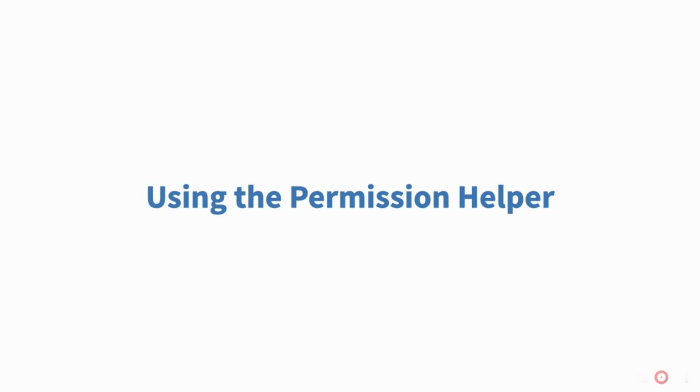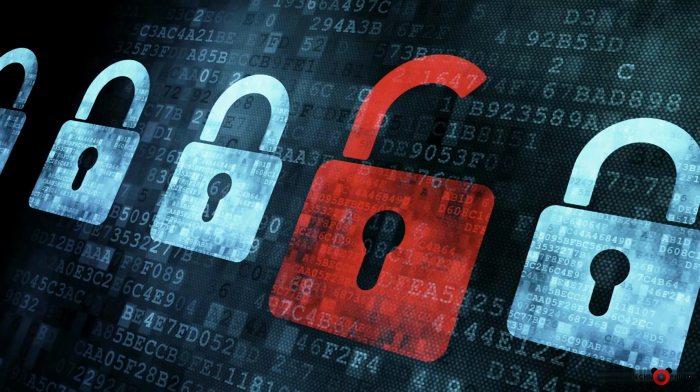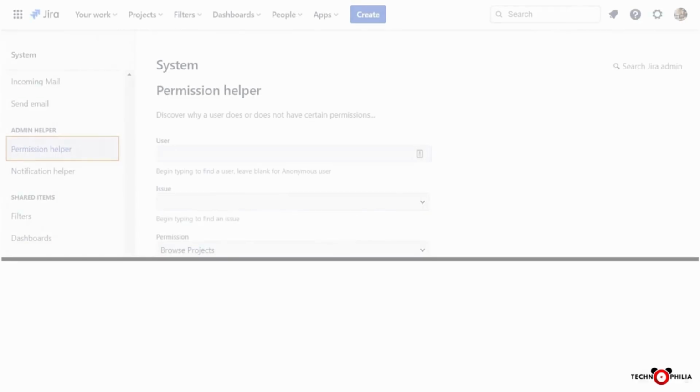There are a lot of permission types, schemes, and places to look when users report access problems. Luckily, there's a feature to help troubleshoot permissions. It's called the permission helper. It uncovers why a user can or can't interact with an issue. For example, a user might not be in a needed group or project role. Try using this tool to start a permission investigation.